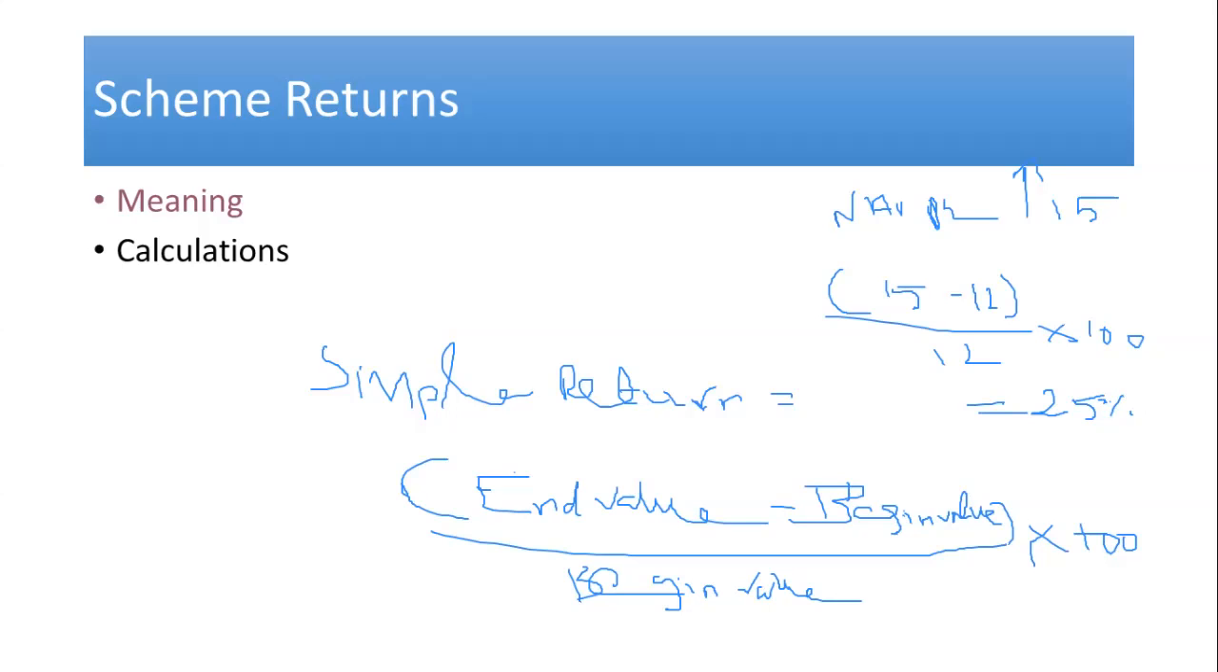SEBI accepts this particular method of declaring the scheme returns when the investment period is more than a year. So when the investment period is less than a year, we'll go for the scheme returns. When it is more than a year, we'll go to the CAGR. Thank you.